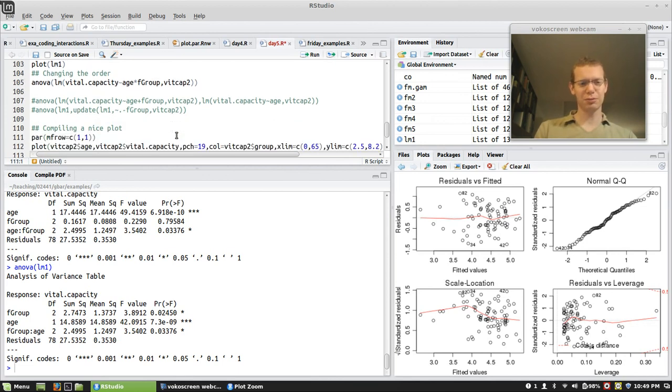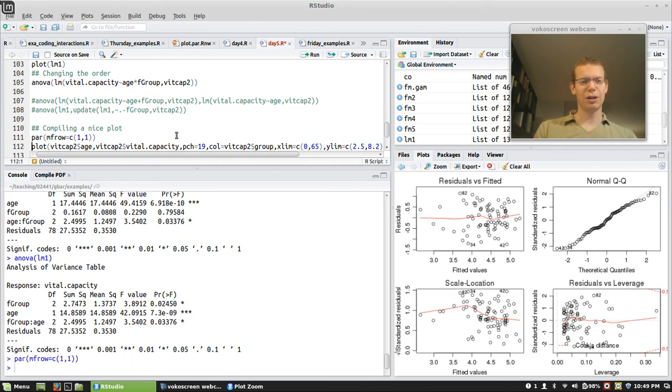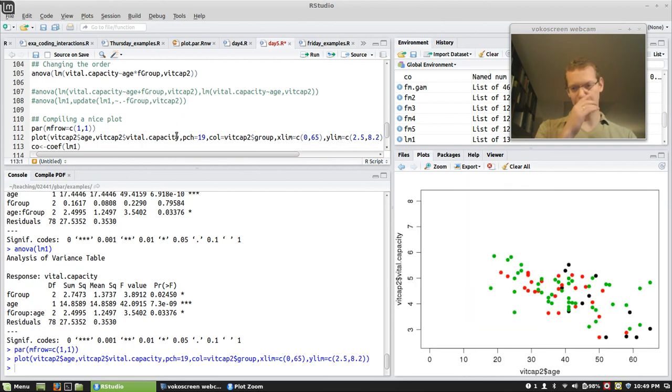Okay, so compiling a nice plot, just like we did in the first example. Let's just plot the data. Looks like this. Again, I did color coding according to the grouping, and you will see that the green group are those that didn't work, the red ones are those that worked there for a period of time, and the black ones are the ones who worked there for a long time.